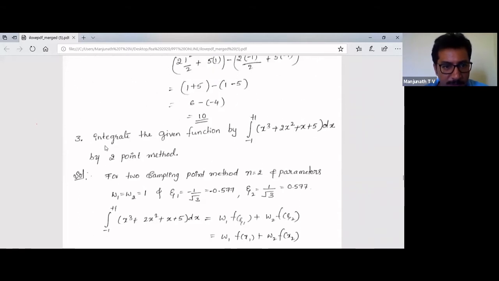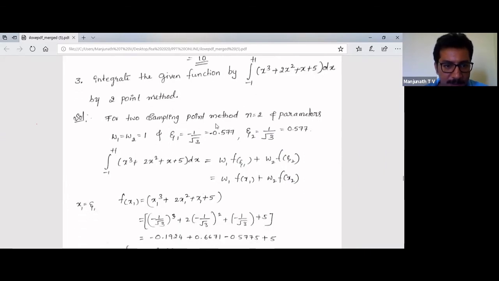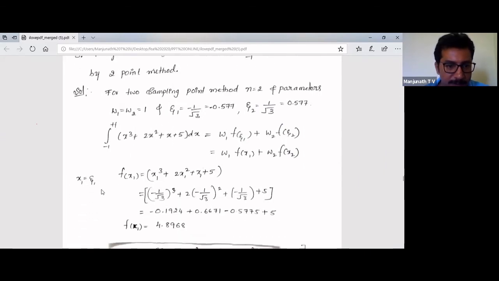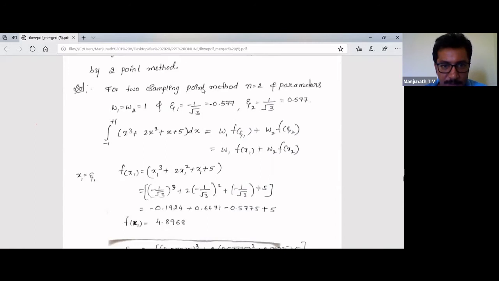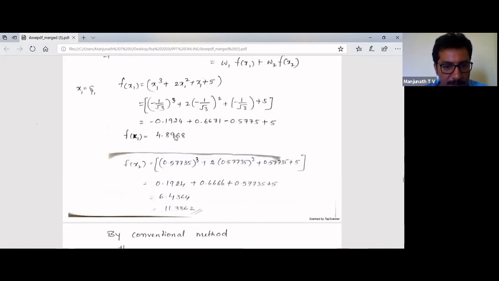Here also the third problem: integrate the given function, the integral from -1 to +1 of x cube plus 2x square plus x plus 5. Here the variable is given as x, so x is equal to zeta. Similarly, considering the 2-point formula, you will be able to solve for I.